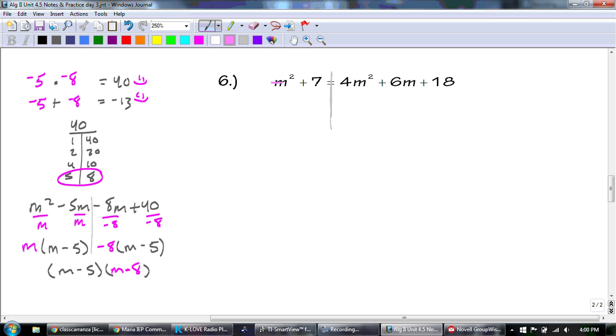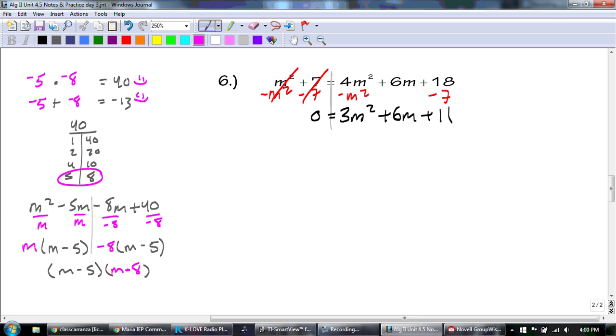Okay. So looking at my quadratic terms, I'm going to move the smaller one, which is the m squared. So I'm going to subtract m squared from both sides, subtract the 7 from both sides, and we get that 0 equals 3m squared plus 6m plus 11.